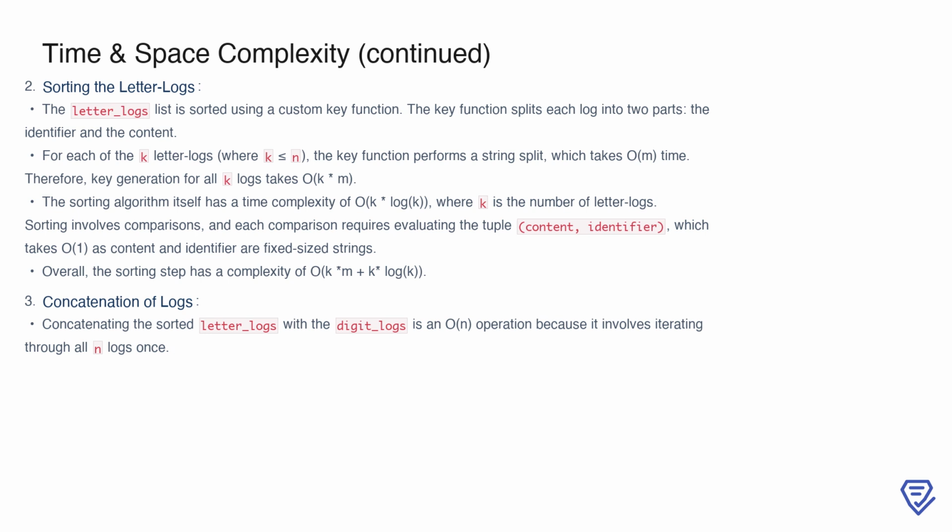Next, the sorting algorithm itself, which is typically timsort, operates with a time complexity of O(k*log k). Since the sorting relies on comparing tuples, content and identifier, each comparison takes O(1) time. Combining these, the total time complexity for sorting the letter logs is O(k*m + k*log k). Finally, concatenating the sorted letter logs with the digit logs involves iterating through the entire list once, resulting in an O(n) operation. This completes the breakdown of the individual steps.